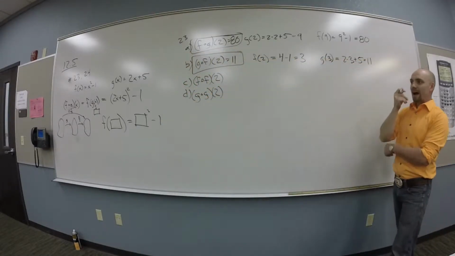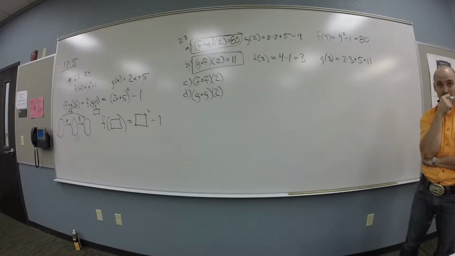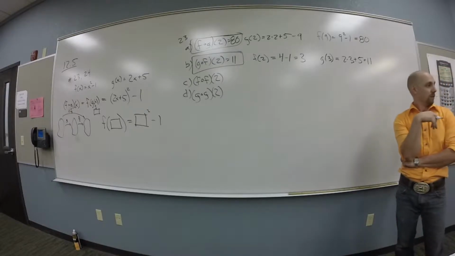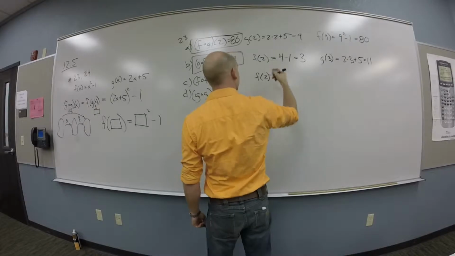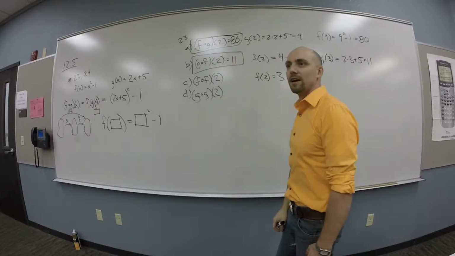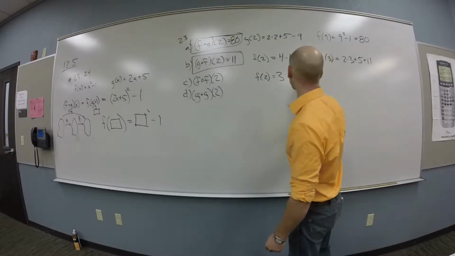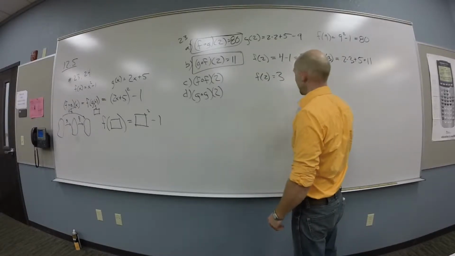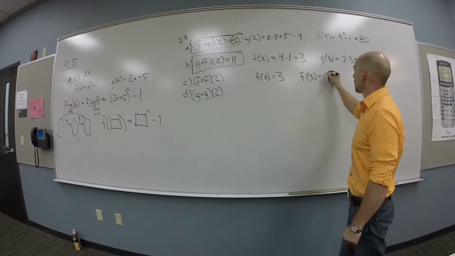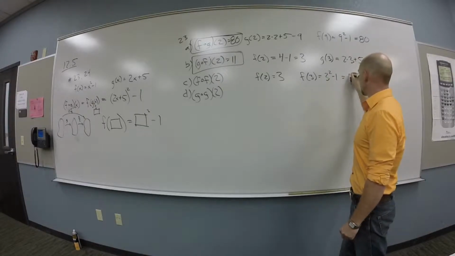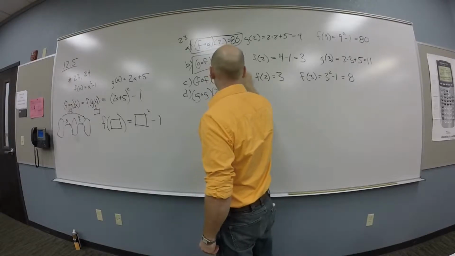Okay, so what about f of f of 2? Oh, is it a square? Yeah, so I do, okay, what's f of 2? Oh, I just did that. That's 3, right? And then I plug 3 into what? Into f again. So what's f of 3? 3 squared minus 1 is 8. Okay, so I found f of f of 2 is 8.